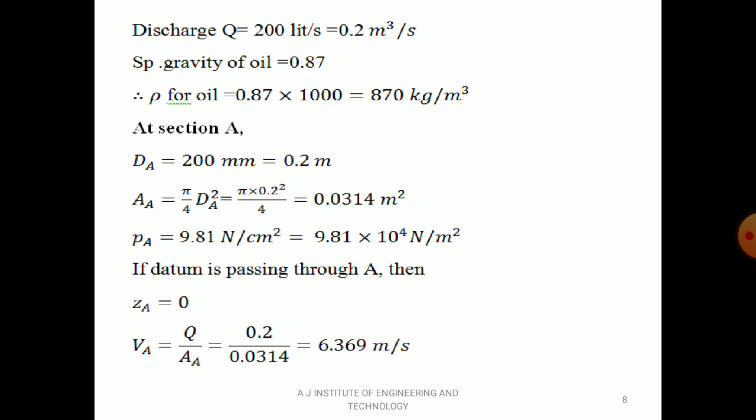So that ZA equal to 0 and ZB equal to 4. Now the continuity equation, we know Q equal to AA into VA, that is equal to AB into VB. First let's go with the first expression, Q equal to VA into AA. VA value we can calculate because Q value and AA value is known. So VA equal to Q divided by AA, where Q value is 0.2 and AA value is 0.0314. So VA equal to 0.2 divided by 0.0314, that is equal to 6.369 meter per second. That is the value of velocity at section A.